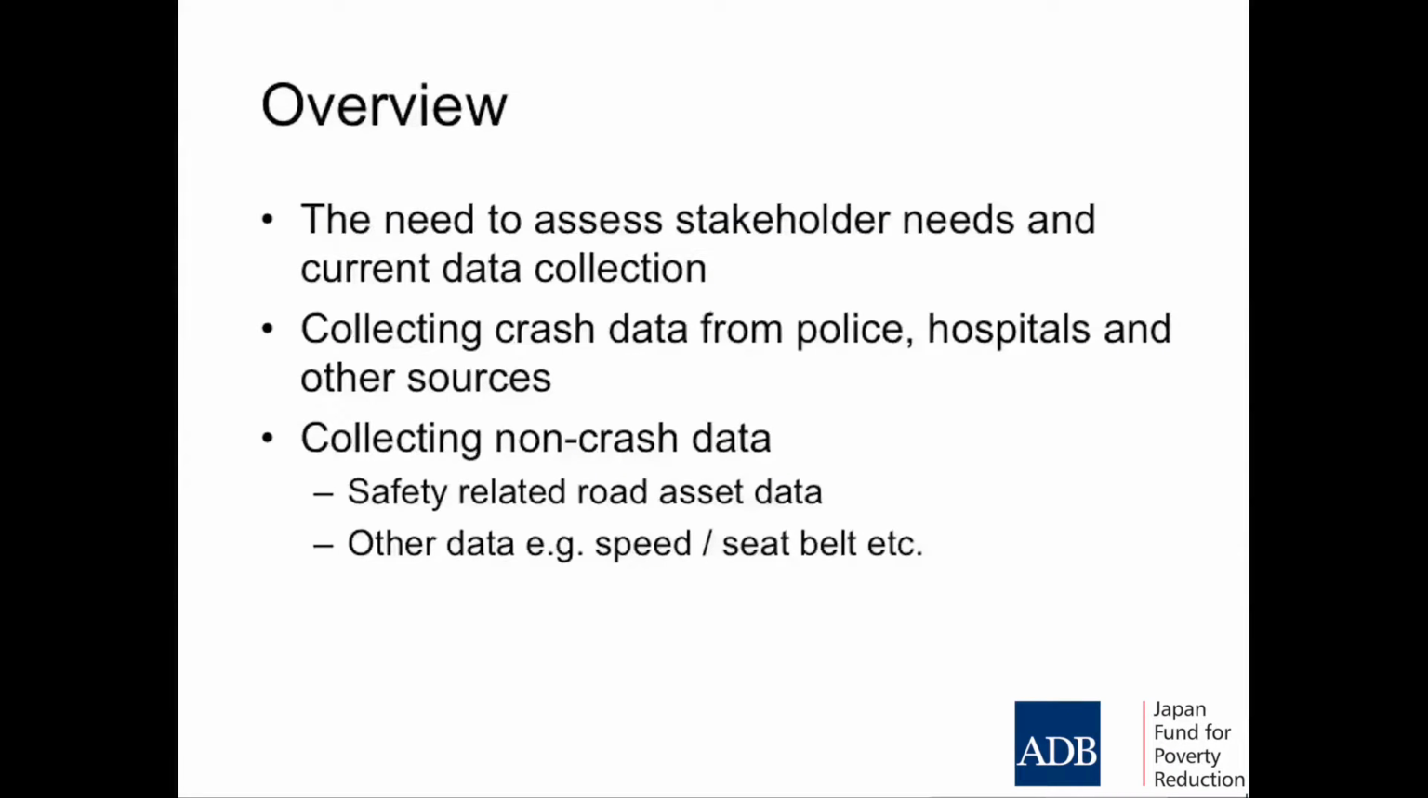So just as an overview for this module, we'll be talking about the need to assess stakeholder needs and the current data collection. Who are the important people when it comes to collecting data? Who do we need to be talking to? Who can help us? I think a very obvious one that we all know about is the police. Other ones include hospitals, but we'll talk about others as well. There are many, many different people involved in road safety, and all of these people have some role to play in the data. Our main source of data, as we've already said, comes from the police usually, but also information from hospitals and other sources.